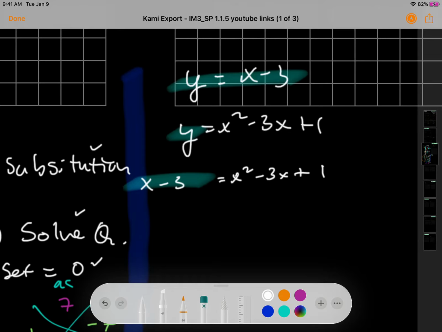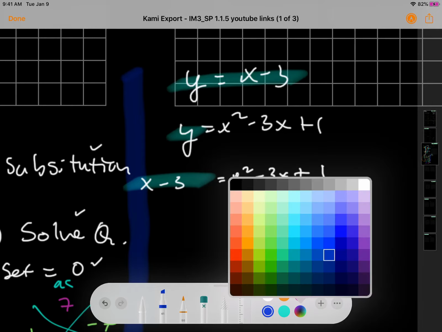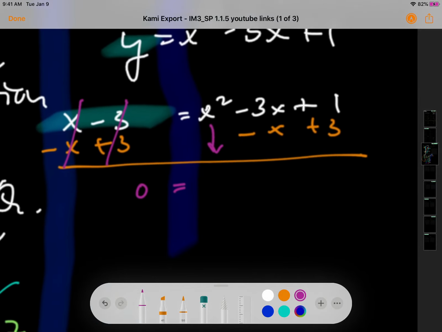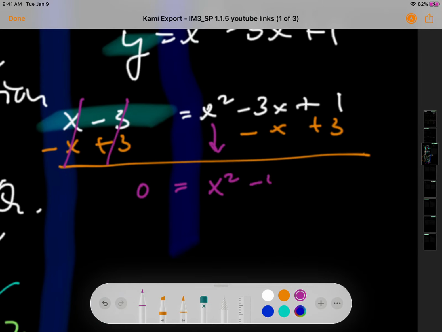Okay, so let me draw a straight line down the middle. That kind of shows the left and right side, right? So let's do the opposites, the inverses. Opposite of positive x is a negative x. That goes right there. And opposite of negative 3 is a positive 3. Goes right there. Kind of just doing two steps in one. So this equals 0. That equals 0. We are left with x squared minus 4x plus 4.